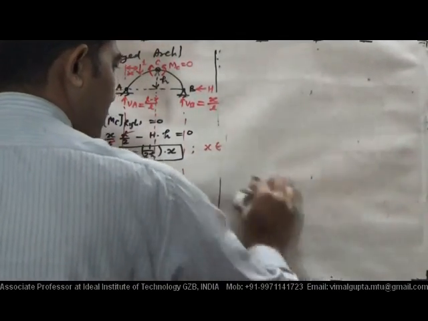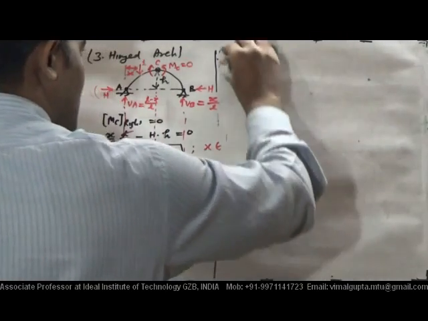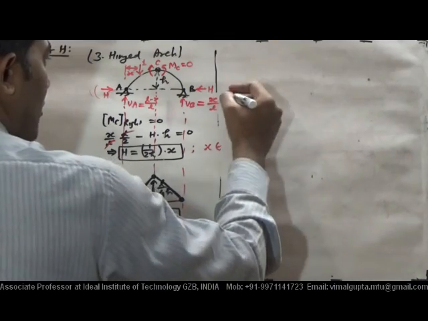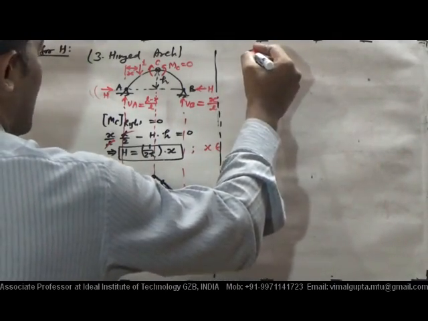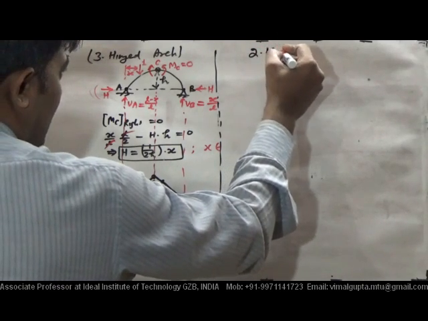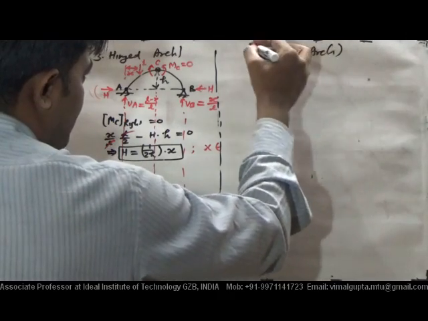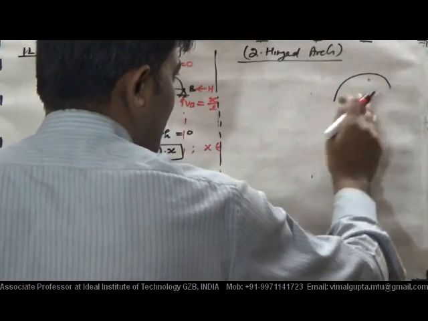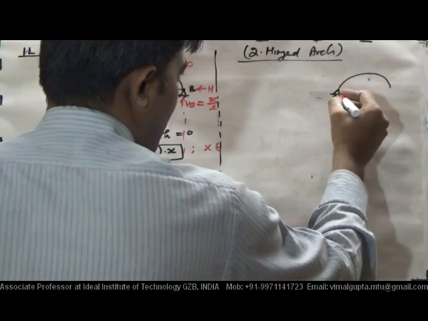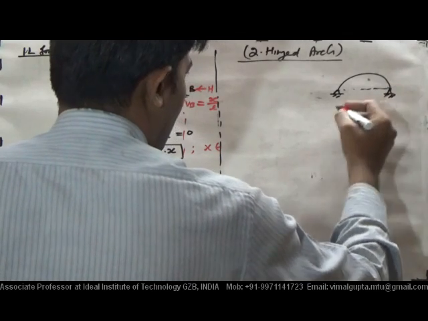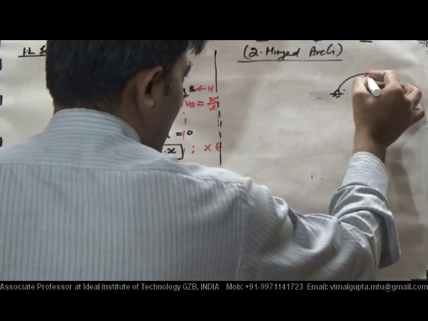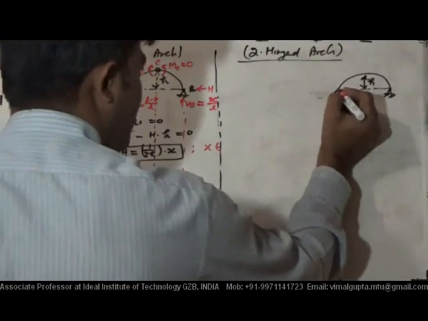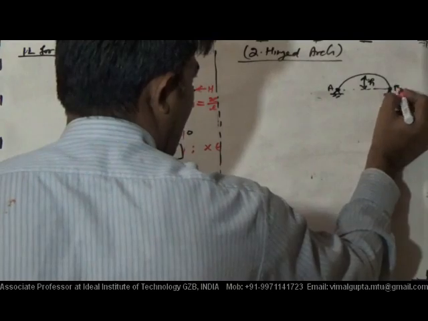Okay. So we know very well that 2 hinge arch, what I am going to tell is IL for 2 hinge arch. For 2 hinge arch, let's say this is the example. Value L and rise same. Rise, say it is H. Same arch I am taking here, A and B.